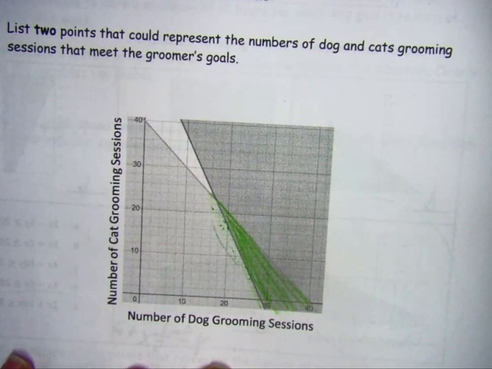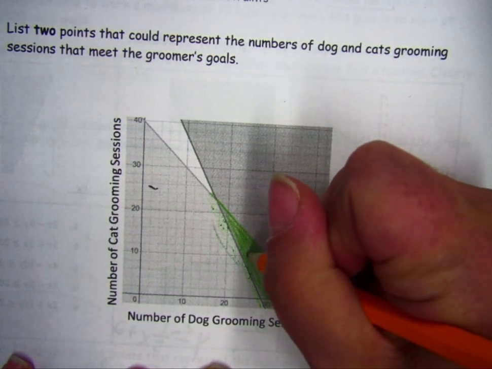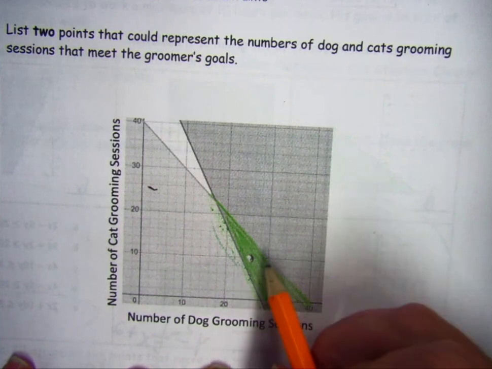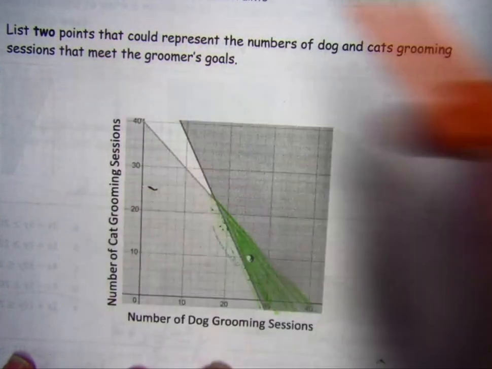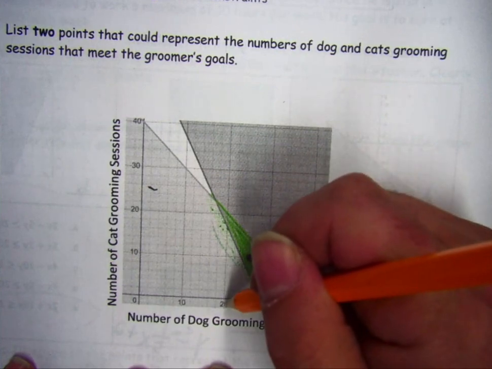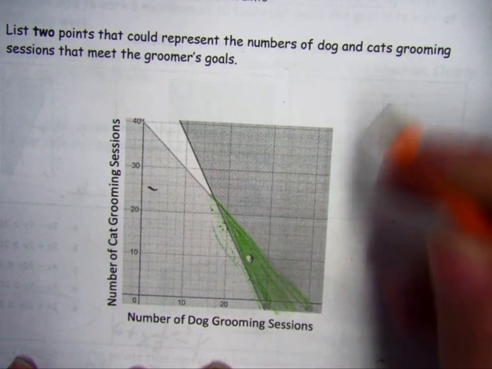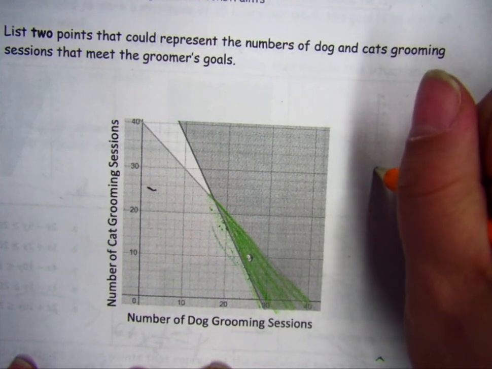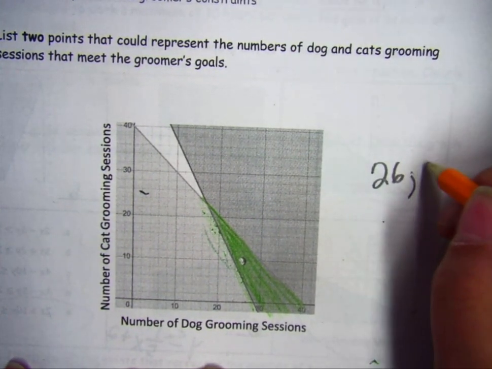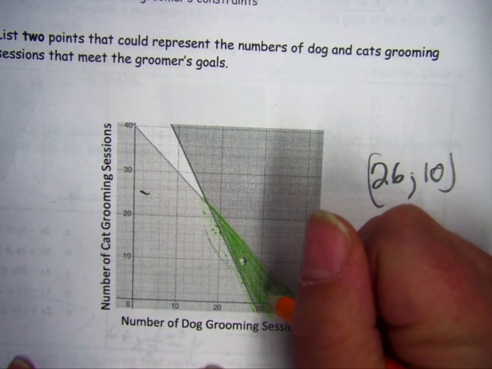Okay, so I'm actually just going to pick right here. And at that point, it wants me to list two. So that point is 26, 10. So we have x as 26 and our y is 10. That's one point. And then I'll pick another point.